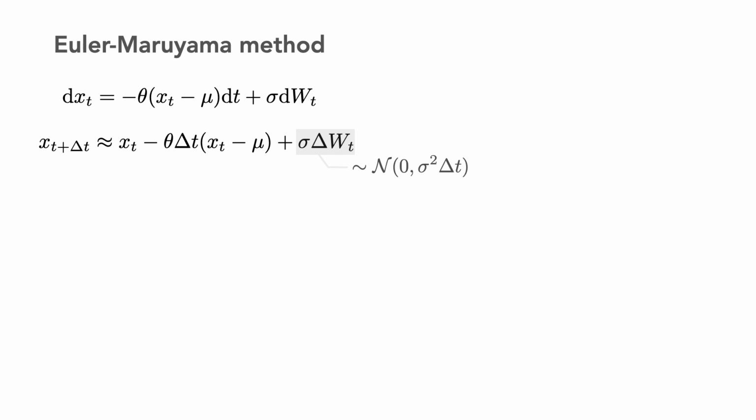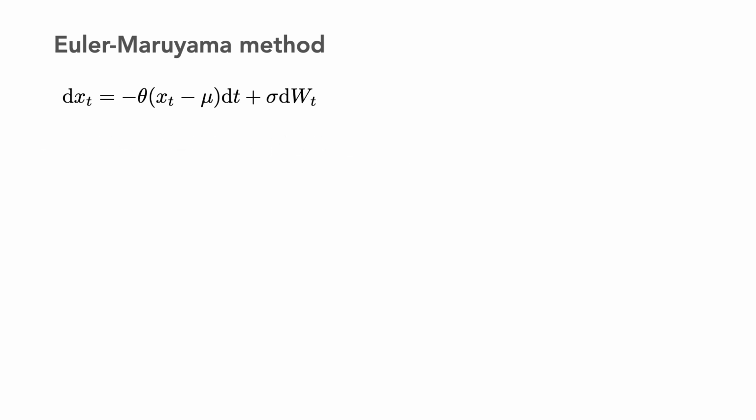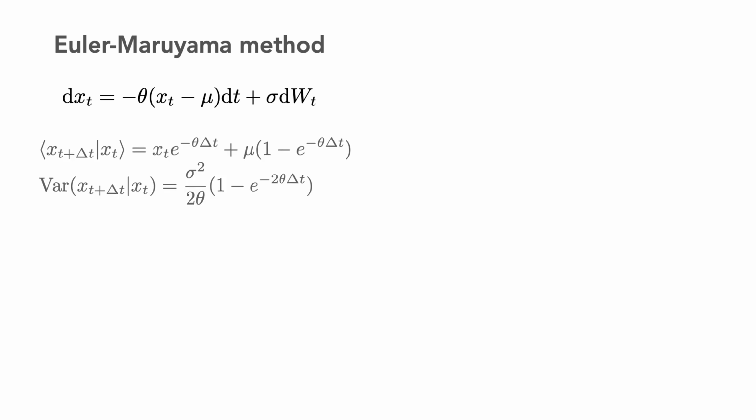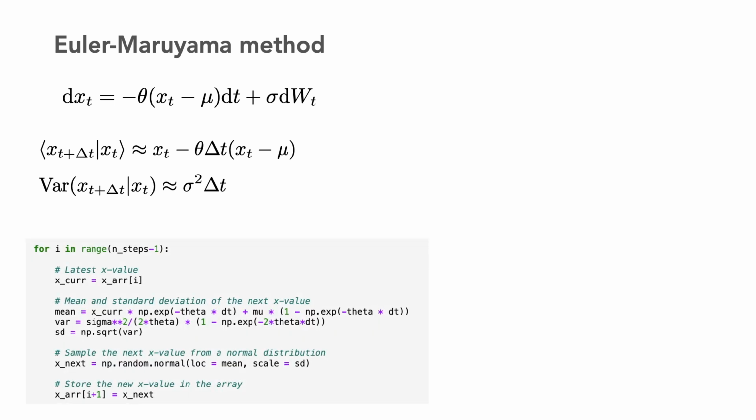This update rule is in fact the order delta t approximation of the exact update rule discussed earlier. To implement it in Python, all we need to do is to use the approximate equations for the mean and the variance at each iteration. Everything else remains the same. Since the method is approximate, the statistics of the generated trajectories will be different from the exact results.